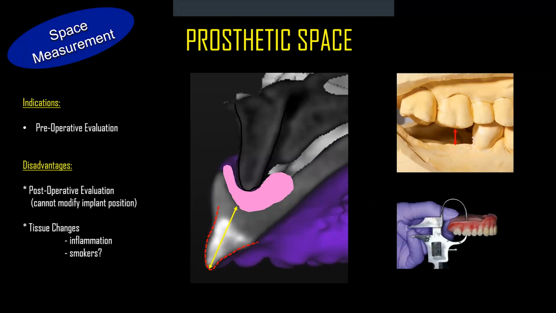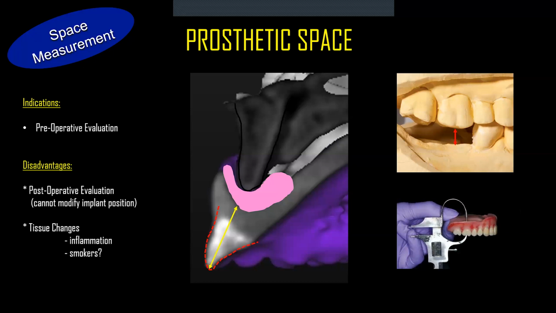Indications are this is what we're going to use for preoperative evaluation. So we'll mount a master model, and then you can evaluate it here. Or on the right here, you can take a caliper and measure from the occlusal surface of the patient's denture tooth to the intaglio surface, and that'll correlate to our prosthetic space. Disadvantages of this measurement is post-operatively, we cannot modify the implant position. So we don't really get any information on the implant position with this, and we cannot modify it.